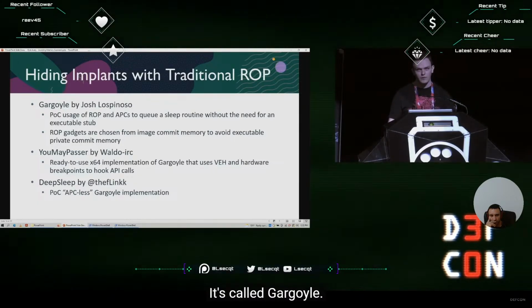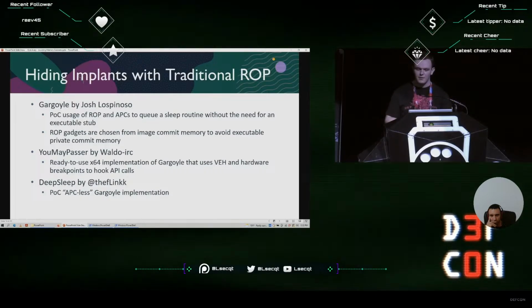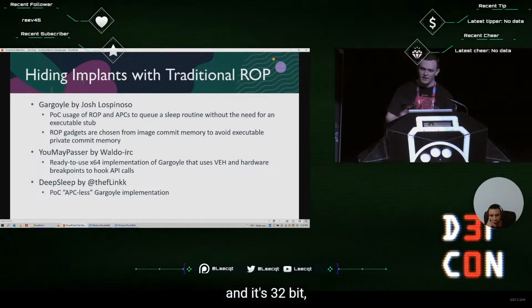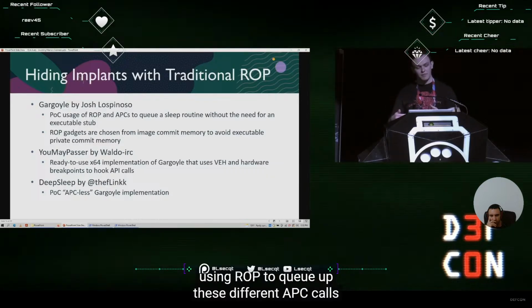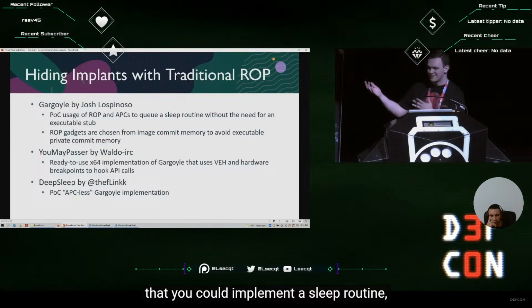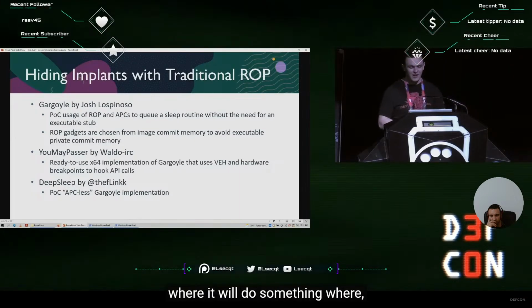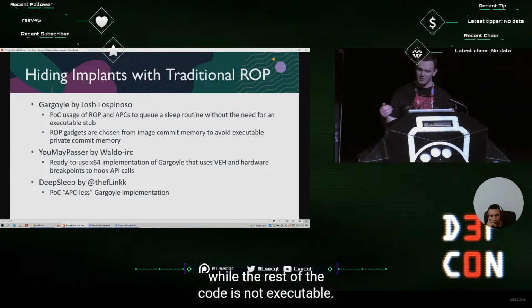It's called Gargoyle. And Gargoyle is a proof of concept. It just launches a message box, and it's 32-bit. But the whole point of this is that it demonstrates using ROP to queue up these different APC calls that will do something while the rest of the code is not executable. You could implement a sleep routine, but he's just doing a message box.